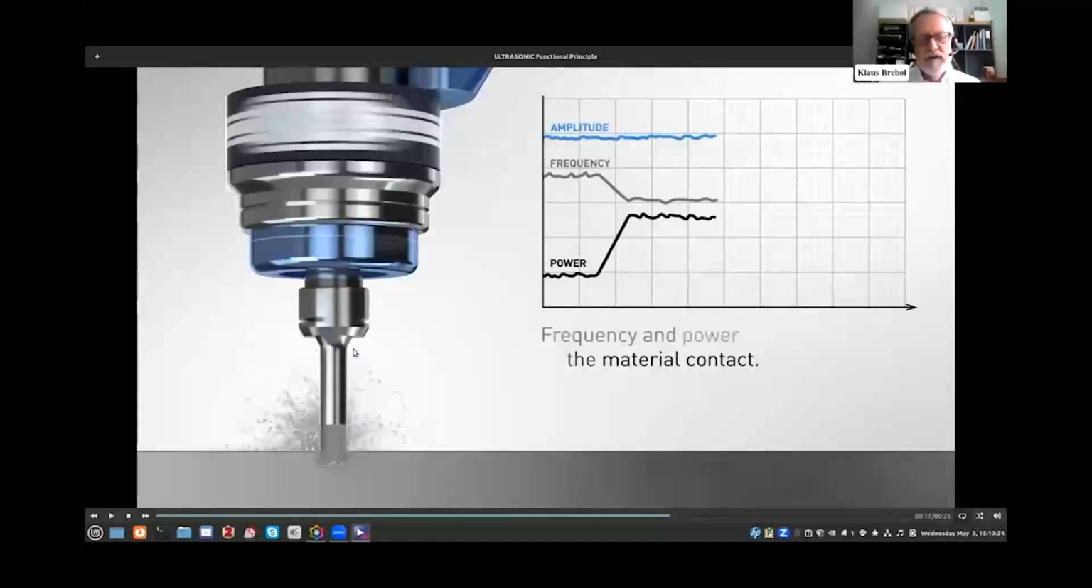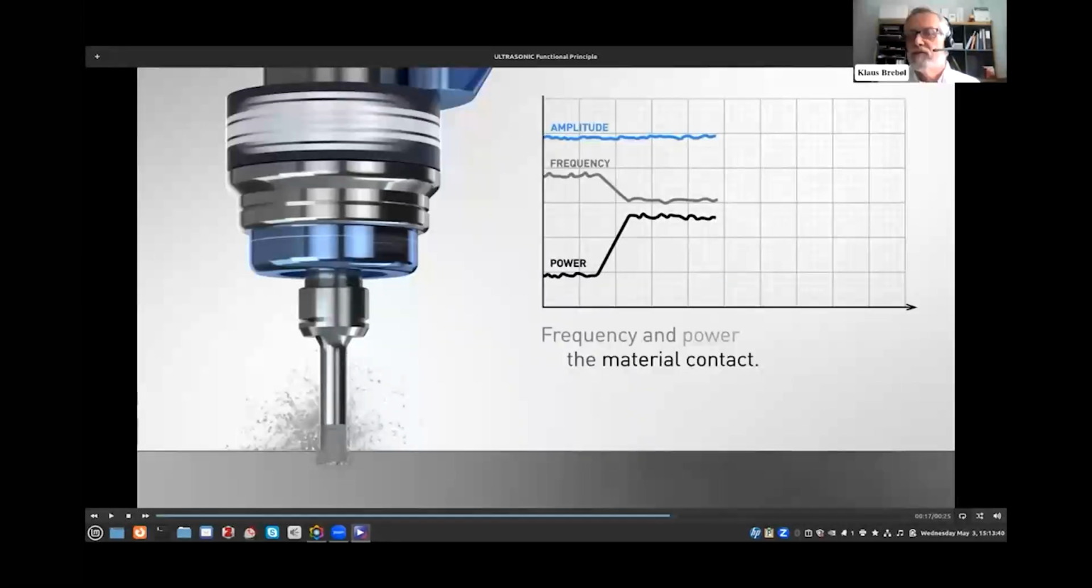And the whole idea is that you have this vibration here, so you can use it when you are milling brittle materials like technical ceramics or optical glass or whatever.